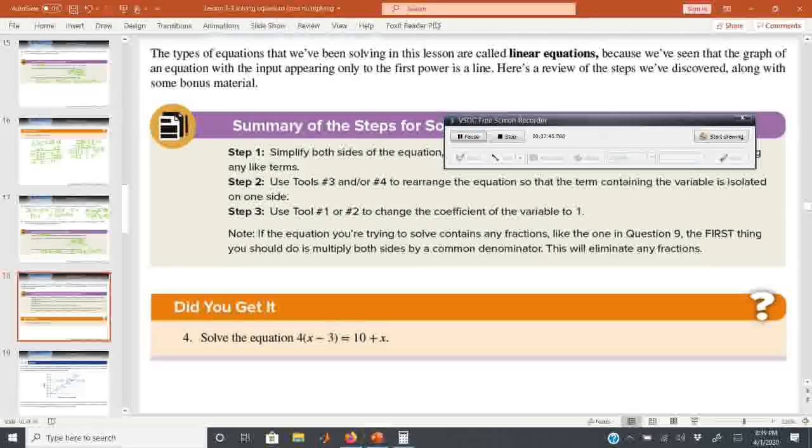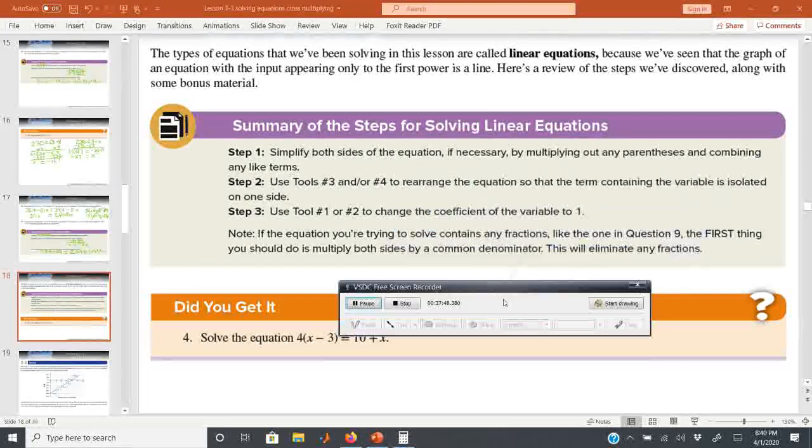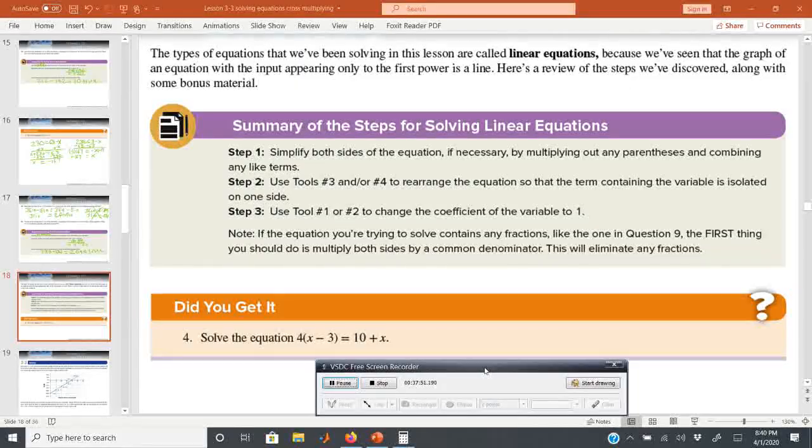And now we're getting into a summary here. The types of equations we've been solving are called linear equations. If you'll notice, just like the linear equations we did in lesson 3-2, we only have x to the first power, and we don't even show that it's to the first power because we don't put a 1 there. But we don't have x to a second power or a third power. So that's the idea.